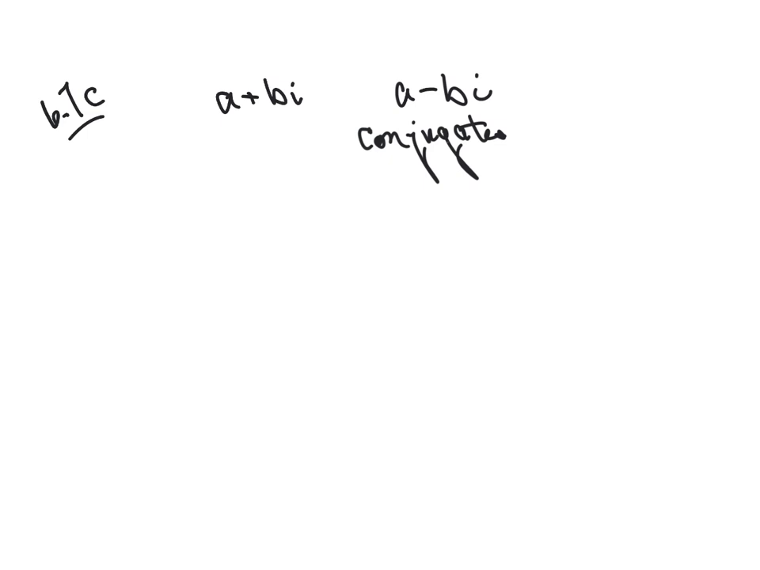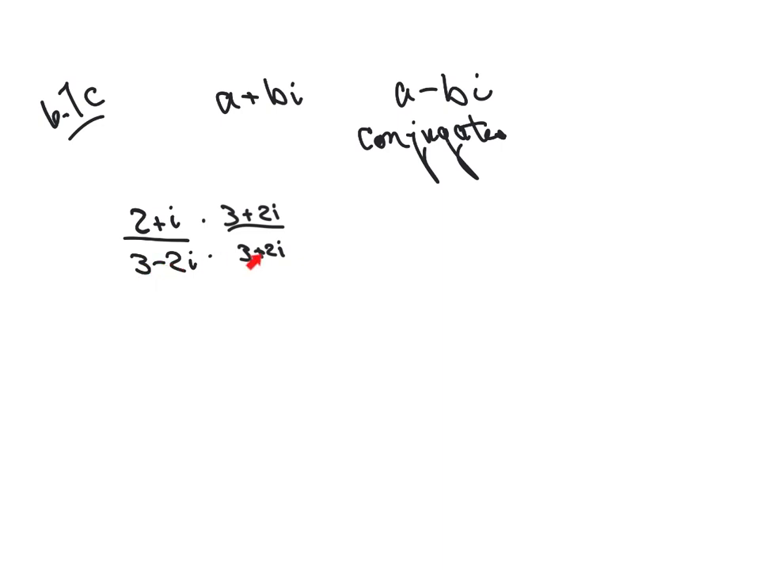So, for instance, if we have that, we cannot have an imaginary number there. So what we do is we multiply the top and the bottom by the conjugate, 3 plus 2i. Okay, so we can multiply all of this through the bottom here.